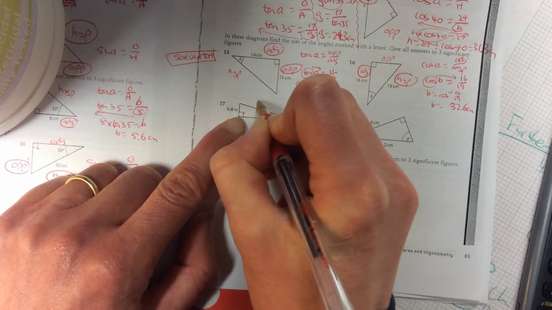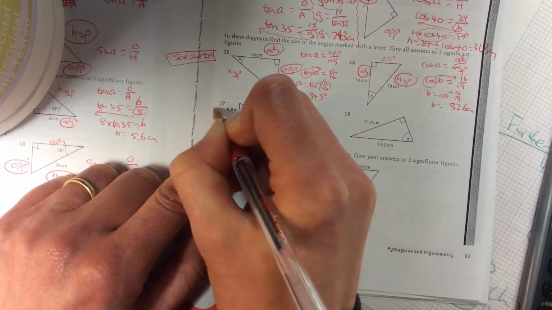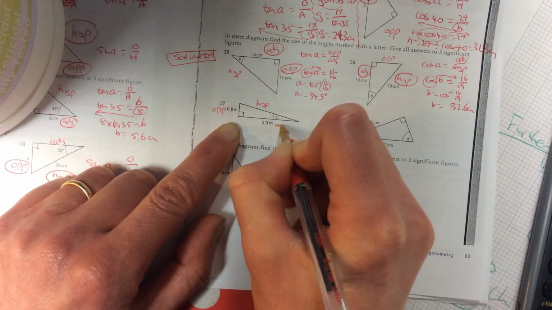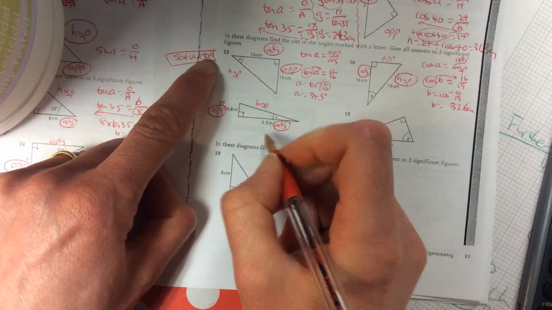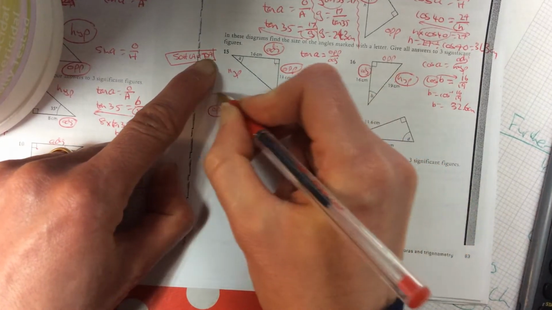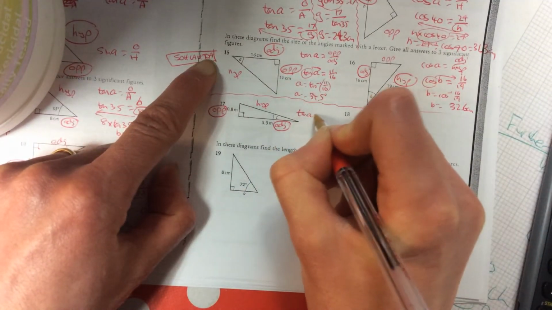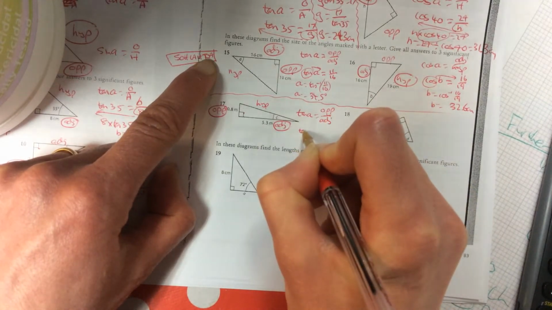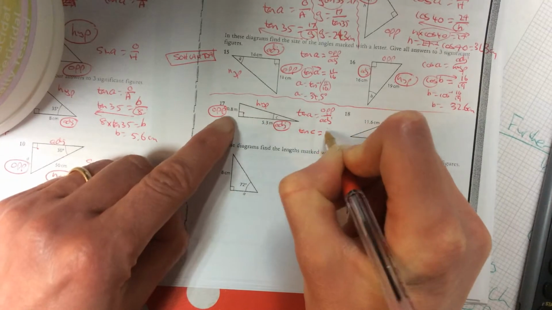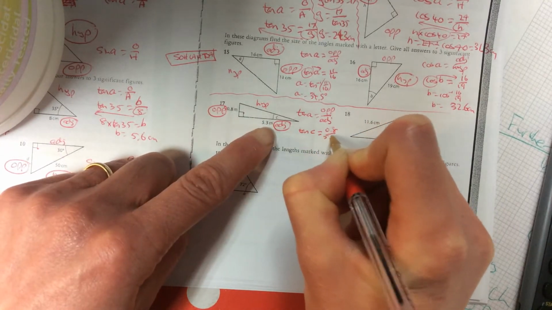Number 17, opposite the right angle, opposite your angle, and the other side. You know the opposite, you know the adjacent. O and A, they're together for tan. So tan, the angle in order is opposite over adjacent. So tan, your angle is called C, opposite over adjacent.